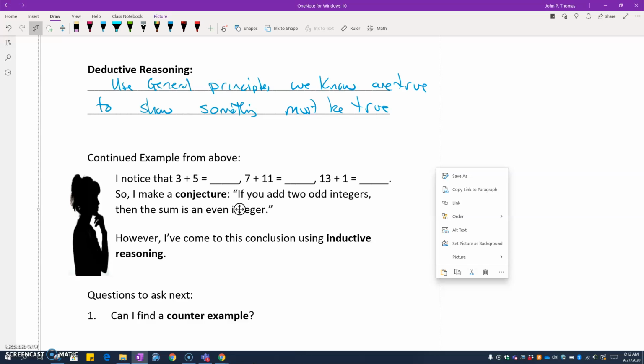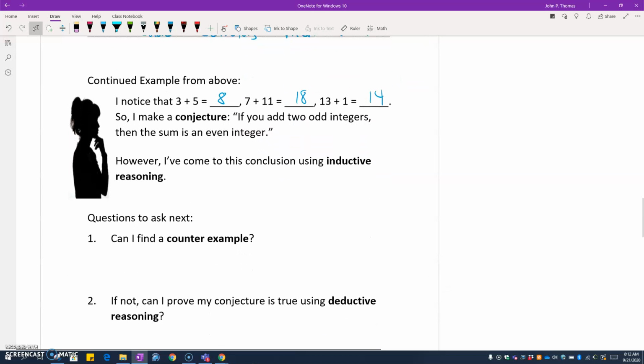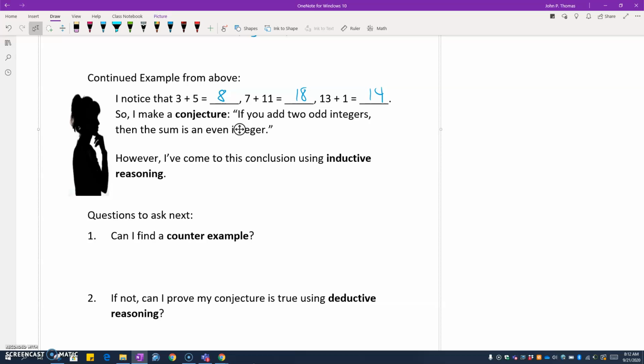So in the earlier example, we looked at adding two odd numbers. So 3 and 5 was 8. 7 and 11 was 18, 13 and 1 was 14. All right, so the conjecture we made was if you add two odd integers, then the sum is an even integer. All right, but we came about this from inductive reasoning because we went through tons of examples and came up with that. So we're going to start and look, is there a counterexample?